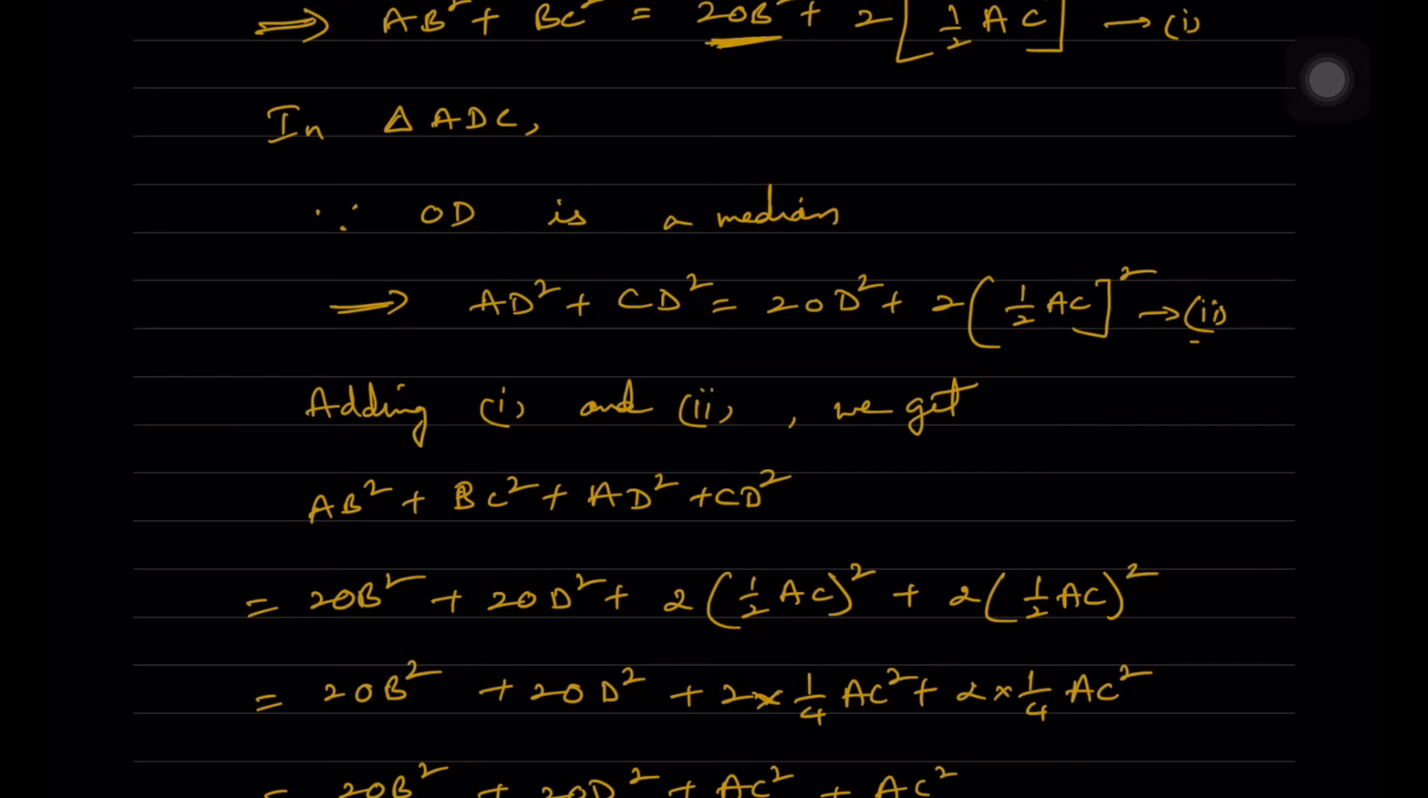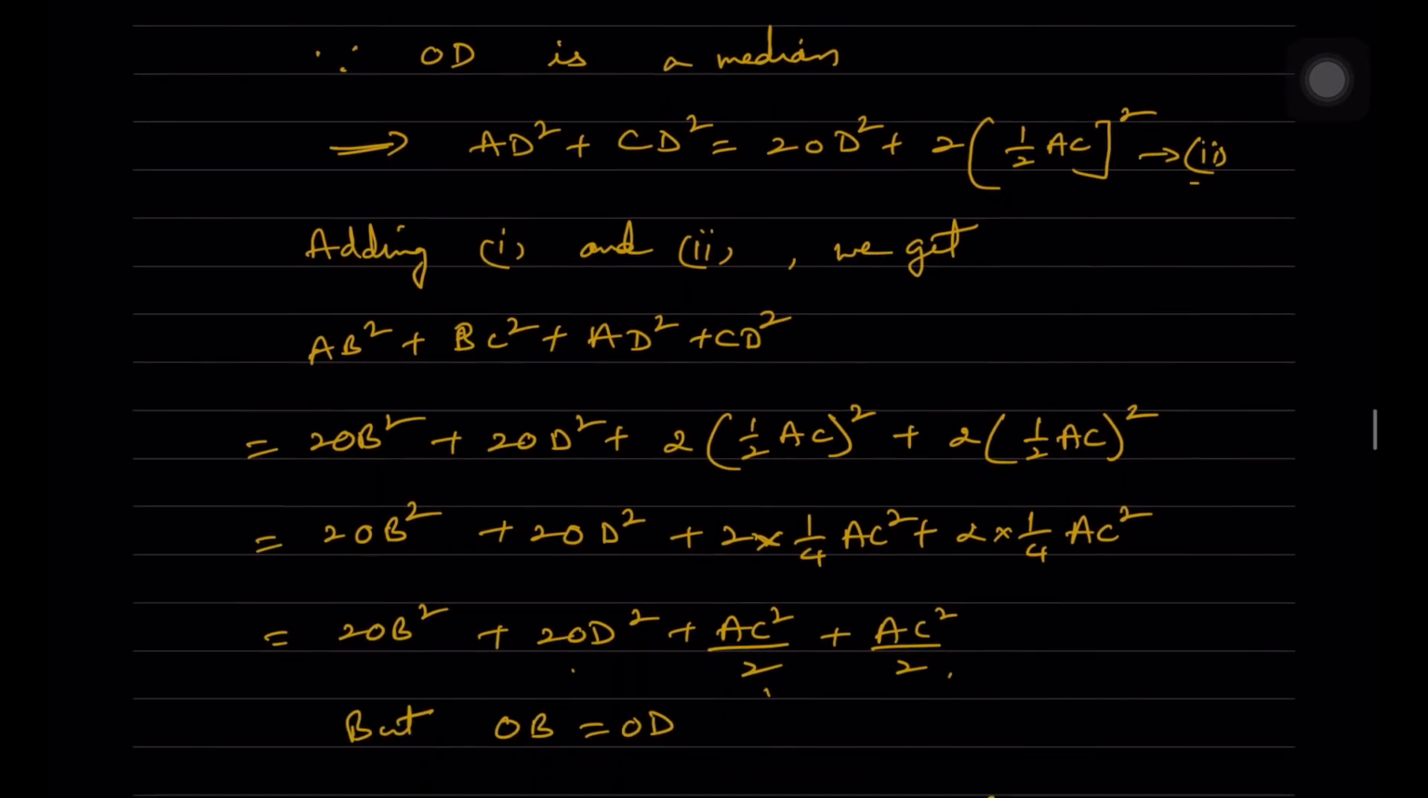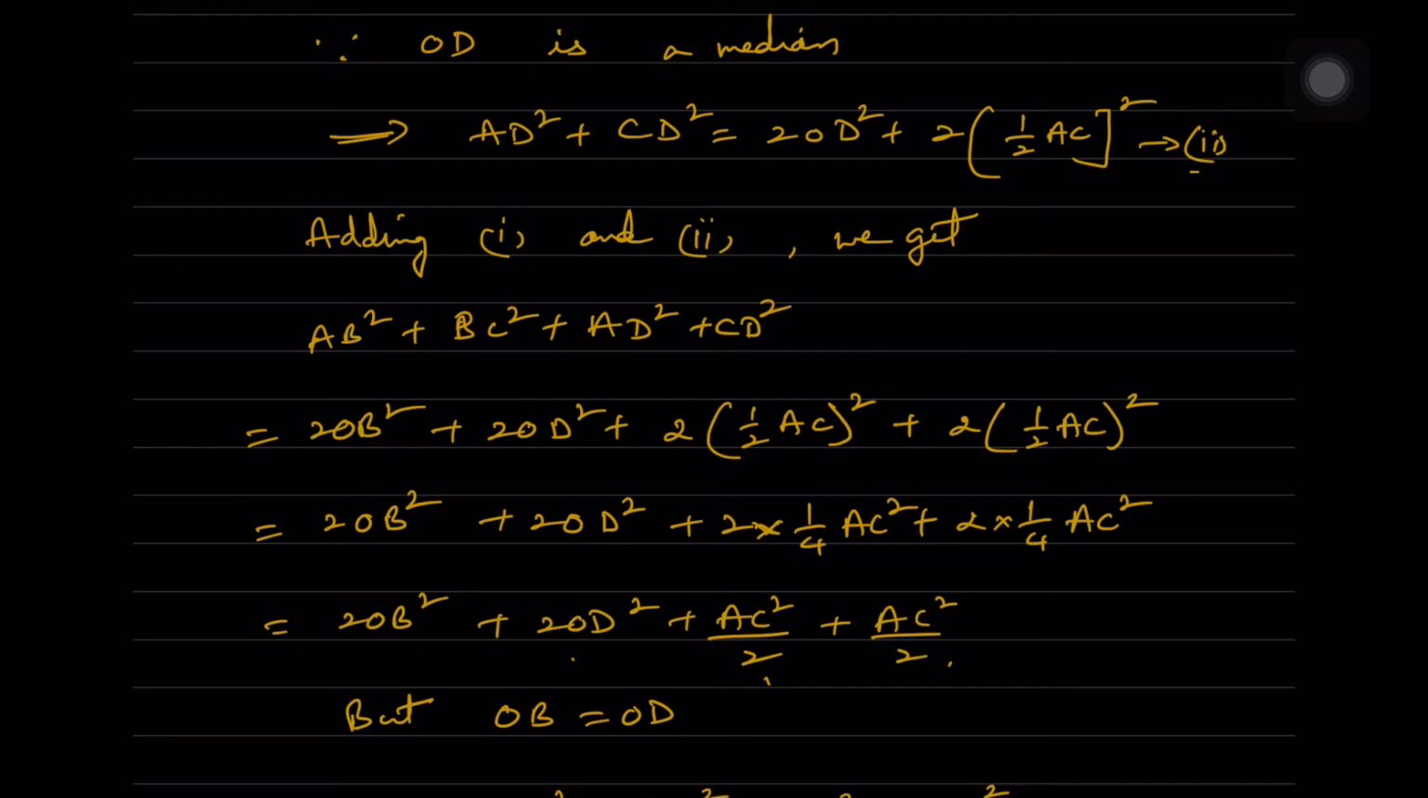So now adding 1 and 2, if you add these two, you are getting AB square plus BC square plus AD square plus CD square, which is equal to, so what are all on the right hand side, we are adding 2OD square plus 2OB square plus 2 into 1 by 2 AC whole square plus 2 into 1 by 2 AC whole square, which is equal to 2OB square plus 2OD square plus 2 into 1 by 4 AC square plus 2 into 1 by 4 AC square. So you are getting AC square by 2 plus AC square by 2 plus 2OB square plus 2OD square.